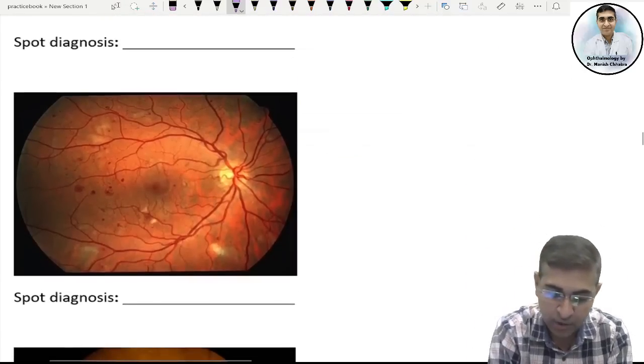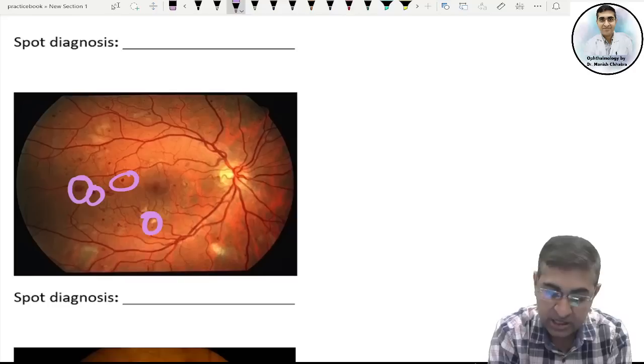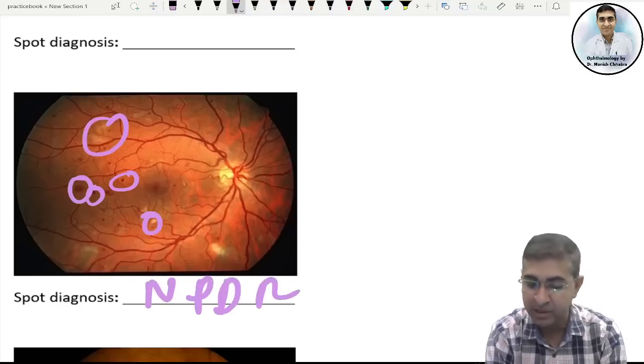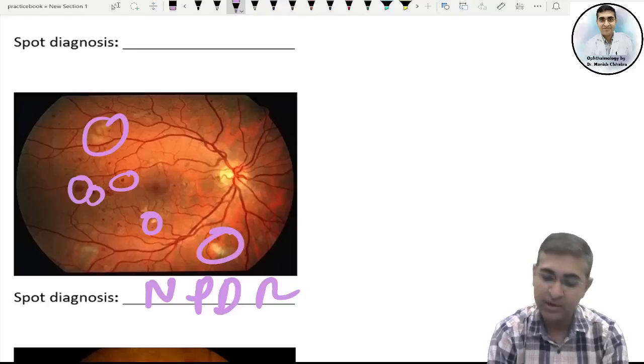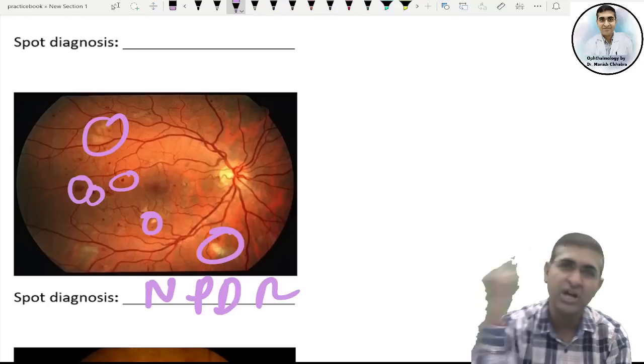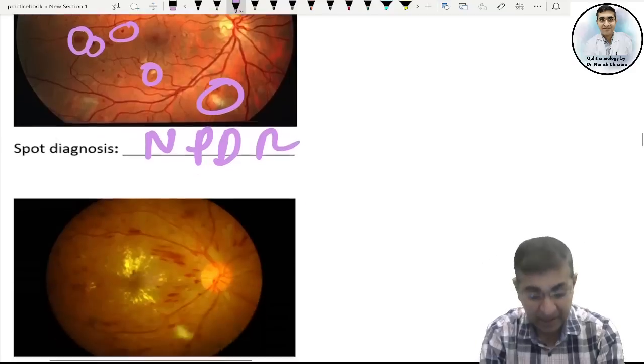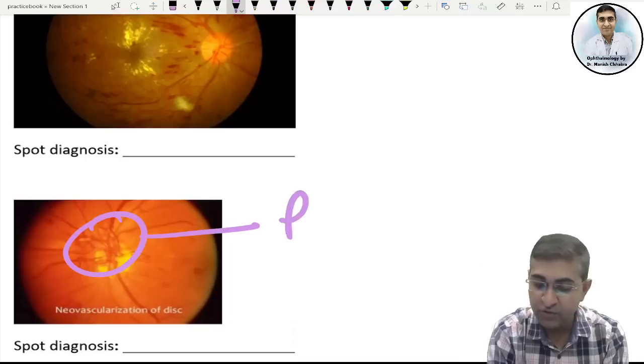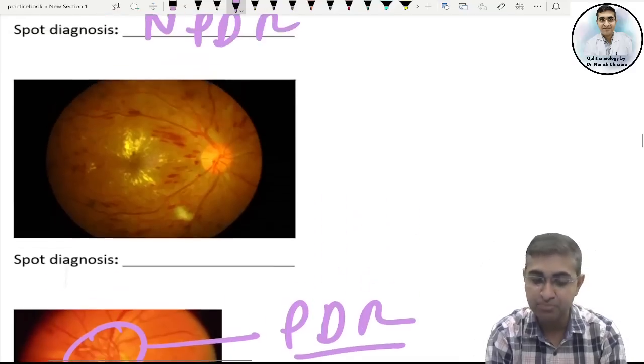What is this? Can you appreciate the dot hemorrhage, blot hemorrhage, exudates? Can you see this? So this points toward NPDR, non-proliferative diabetic retinopathy. This is also an exudate. So there are soft exudates, hard exudates, dot blot hemorrhages. But if there is proliferation, you call it proliferative diabetic retinopathy, that is PDR.